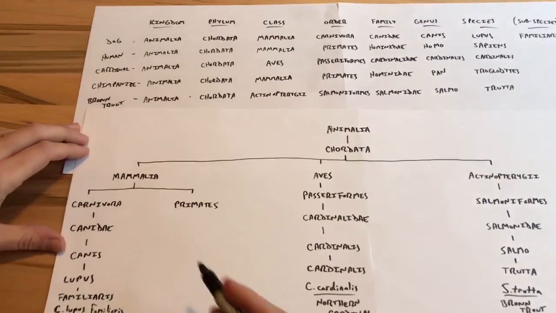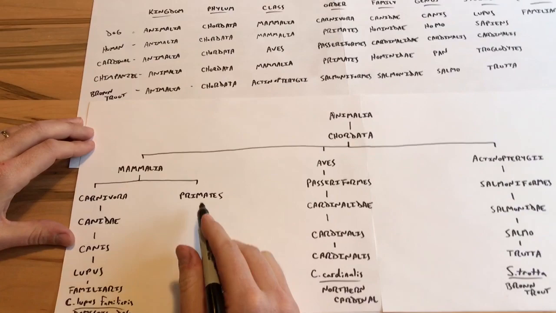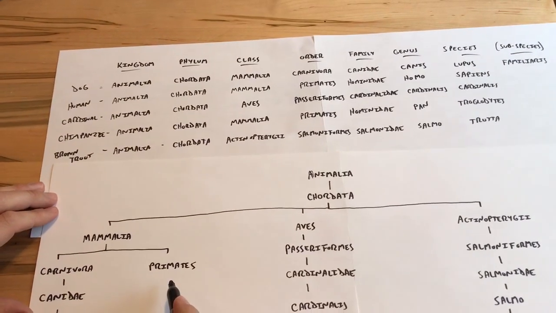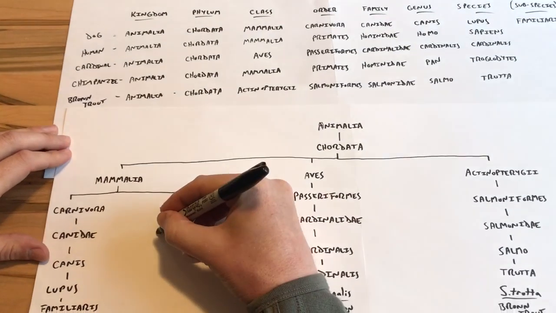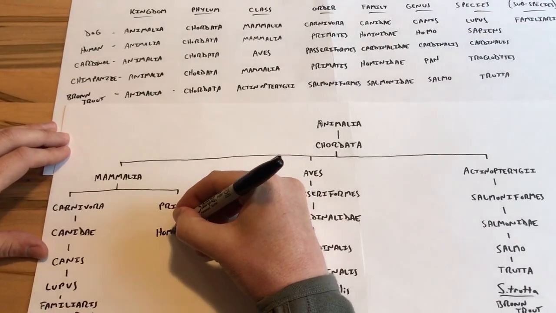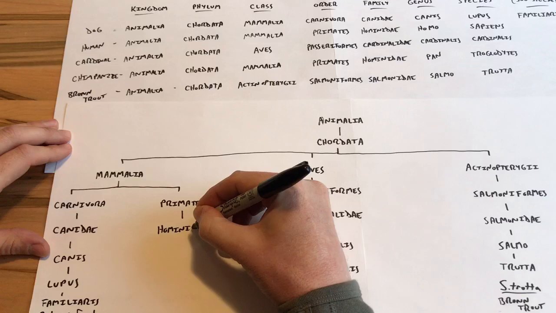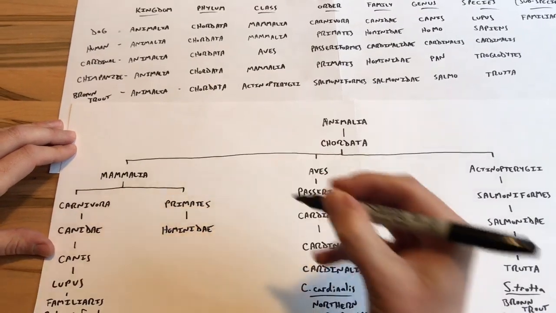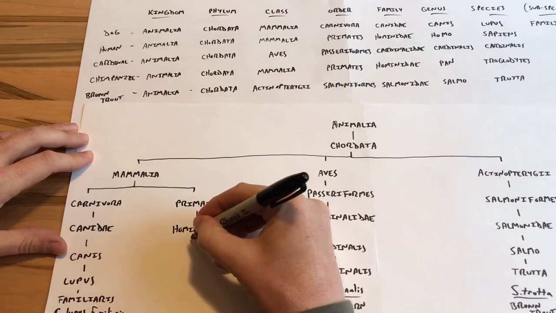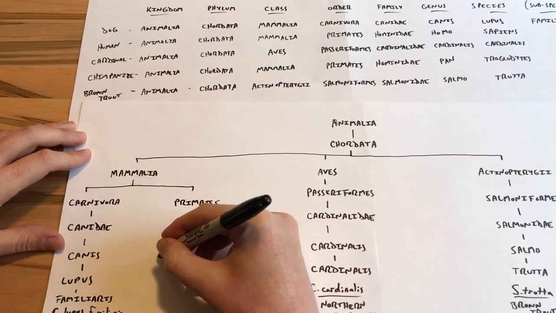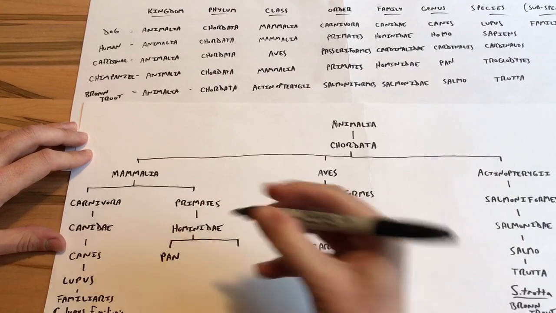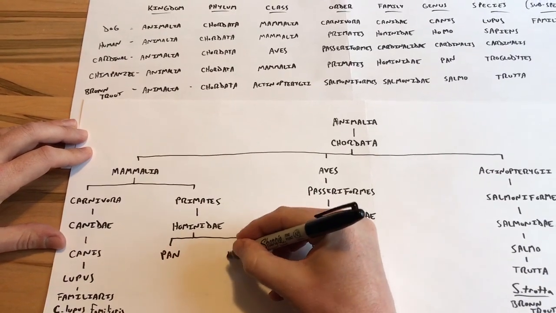So we have 2 more to go, the human and the chimp. So we're still in the order primates. The family name for both was Hominidae. And the genus was different, so we have to have another split here. For the chimp, it was Pan. And for humans, it was Homo.